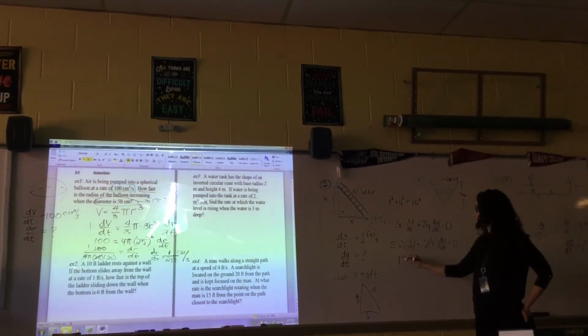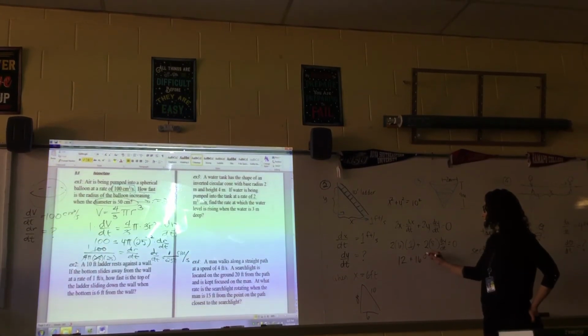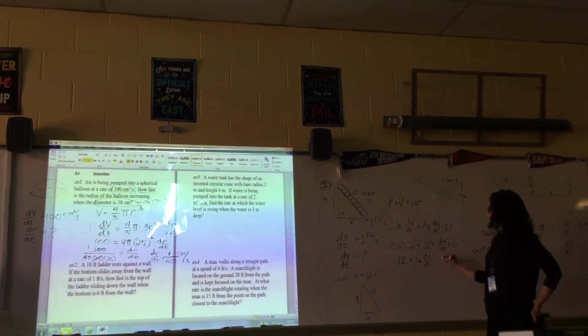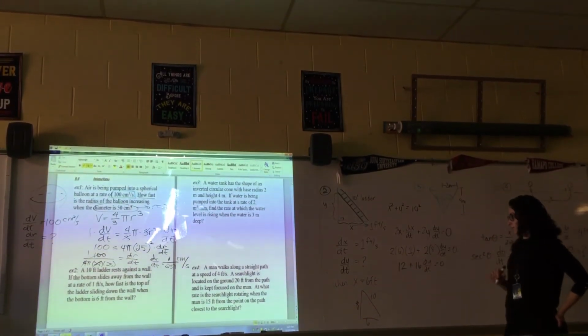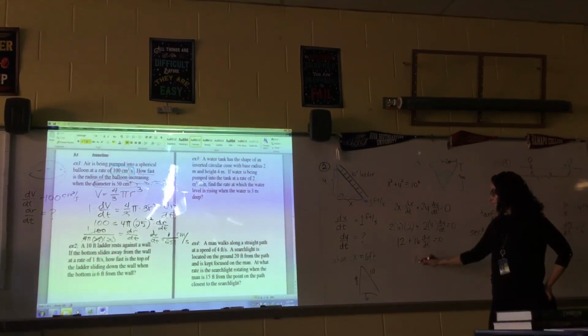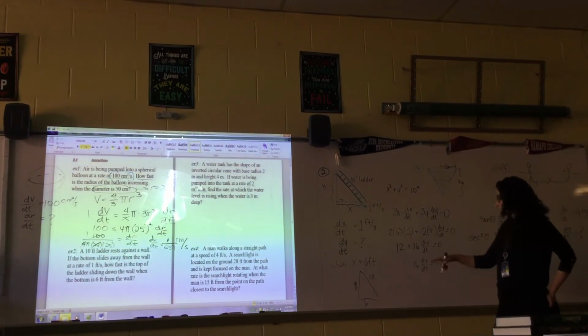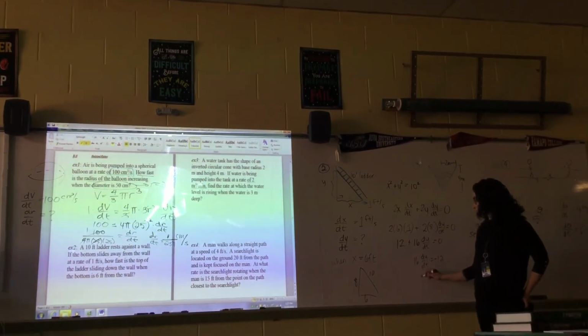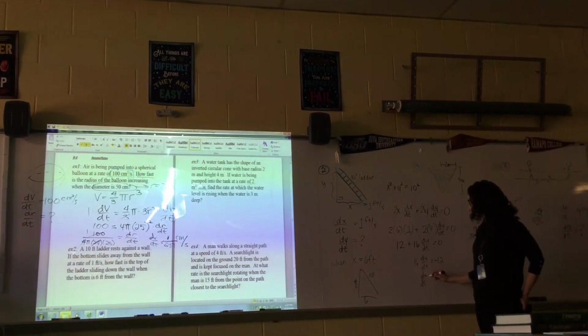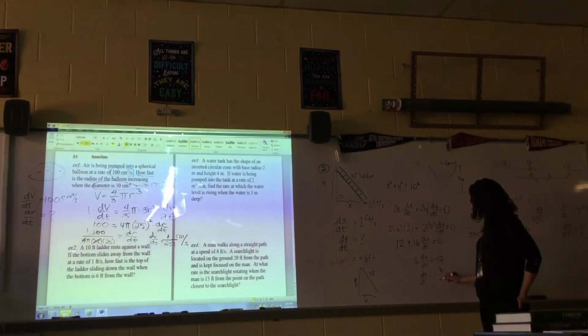So I get a 12 plus 16 dy dt equals 0. I'm going to subtract the 12 to the other side. So I'll get 16 dy dt equals negative 12, and then I'll divide both sides by 16. And that'll reduce to negative 3/4.